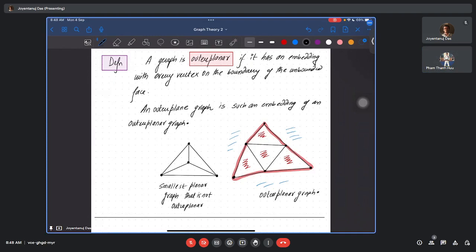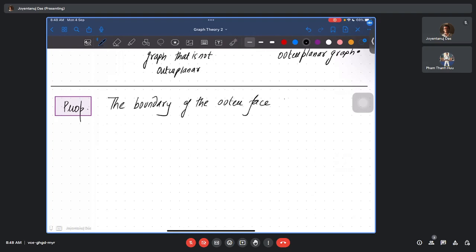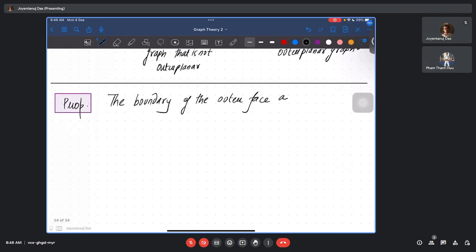So next is a proposition. It says the boundary of the outer face of a 2-connected outerplane graph is a spanning cycle.